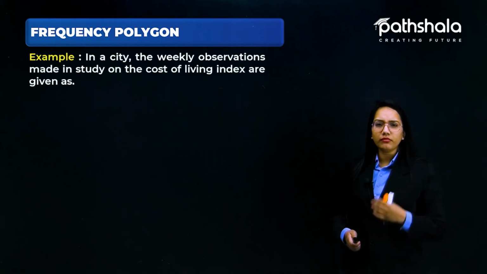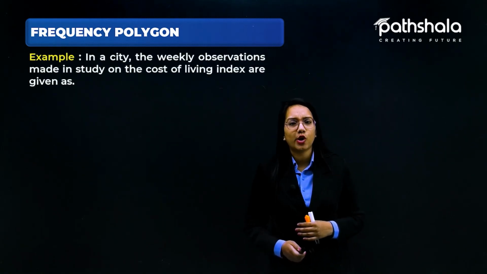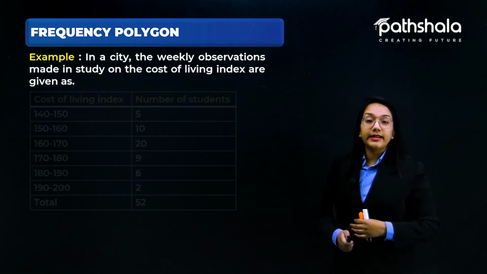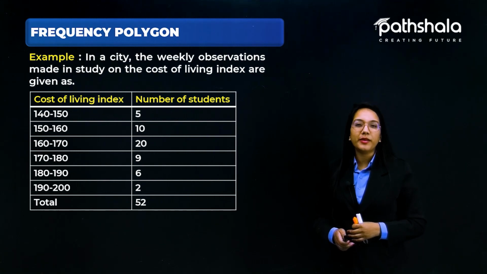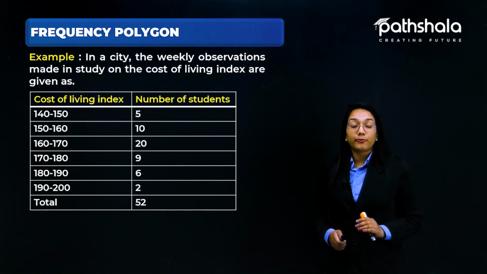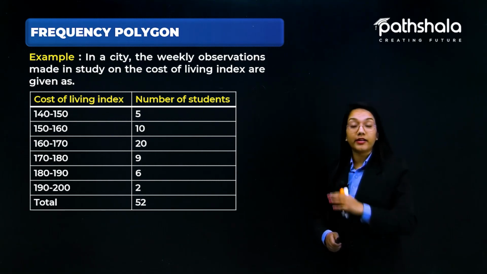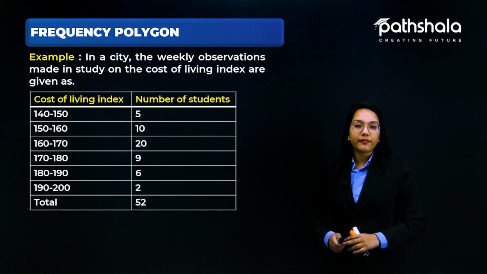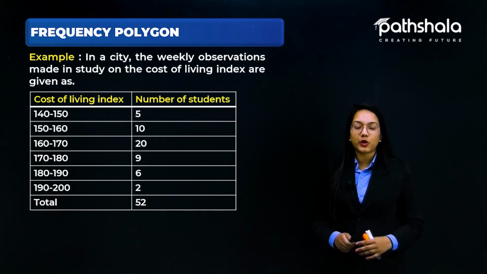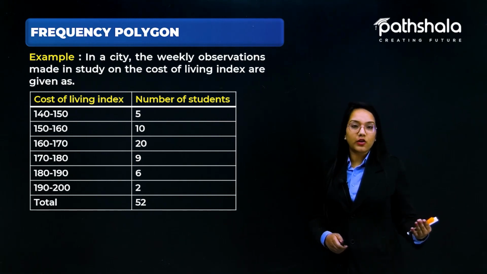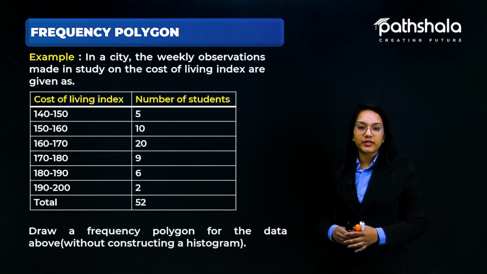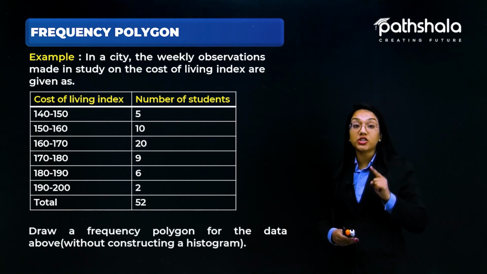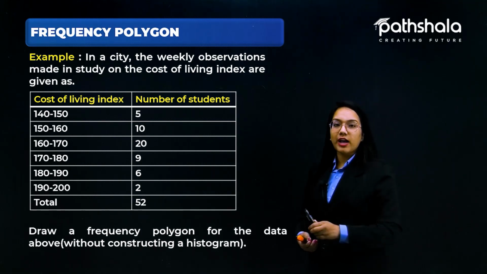Let us suppose I'm taking this example. It says that in a city the weekly observations made in a study on the cost of living index are given as this. So this is a question which is given to me. We have to draw the frequency polygon independently for this particular question. For this we definitely have to find out the class marks, because without the class marks we cannot draw the frequency polygon independently. The question says draw a frequency polygon for the data above without constructing a histogram.